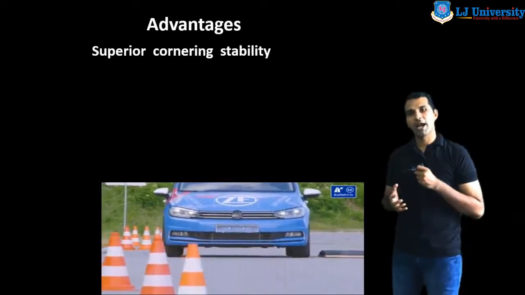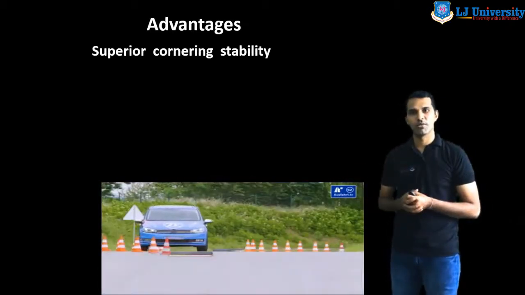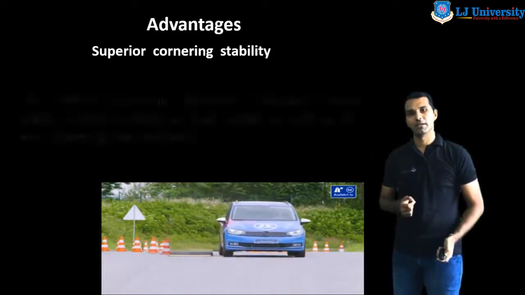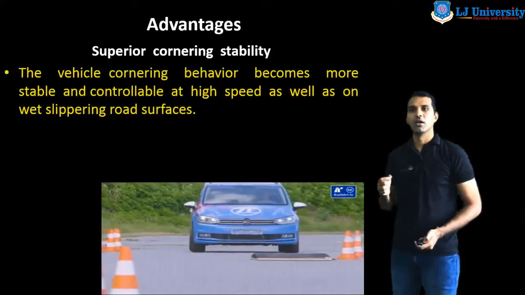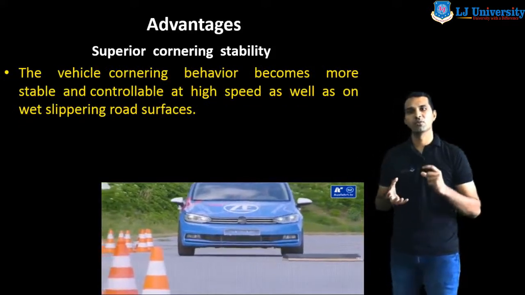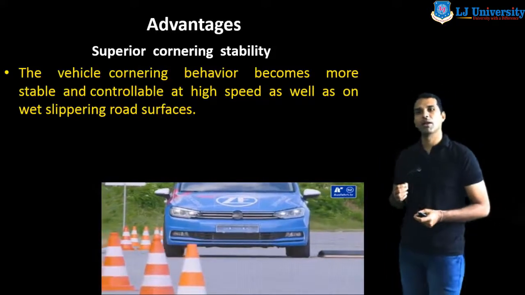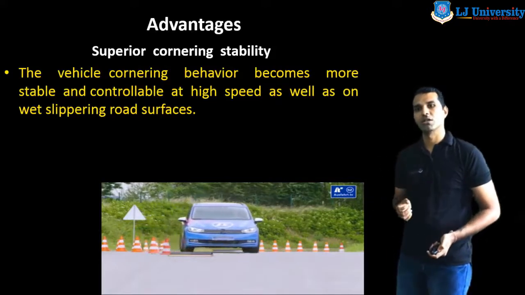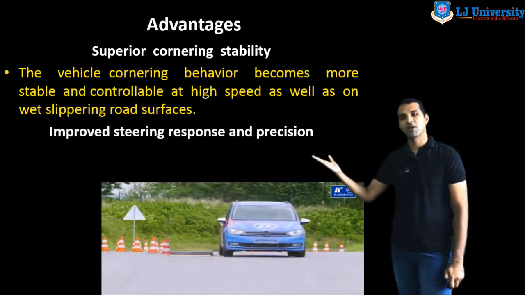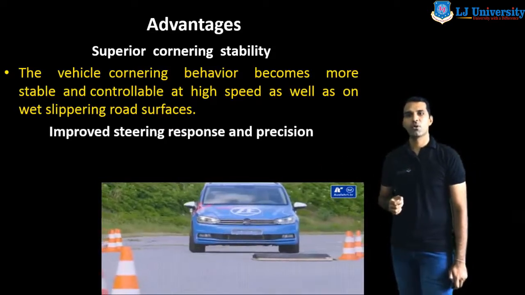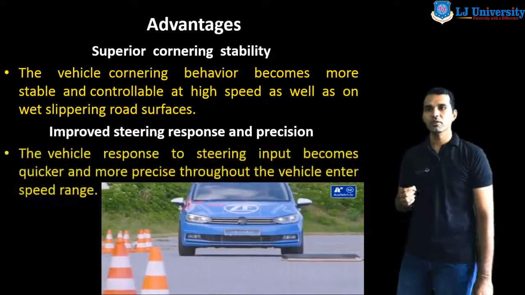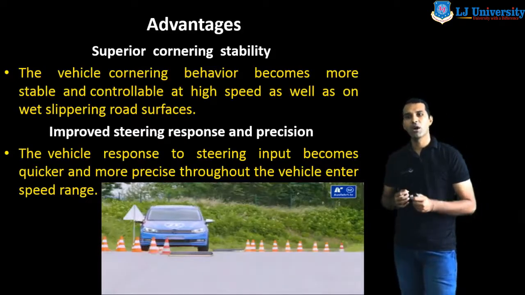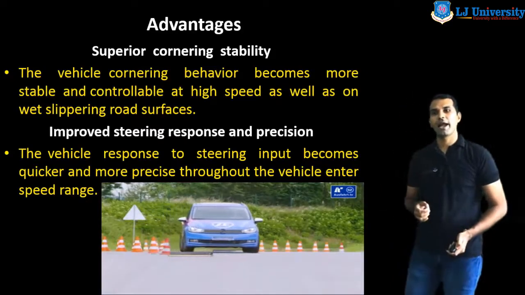Now we discuss the advantages of the four-wheel steering system. The first advantage is superior cornering stability. So what do we understand here? The vehicle's cornering behavior becomes more stable and controllable at high speed as well as on wet, slippery road surfaces. The second advantage is improved steering response and precision. The vehicle's response to steering input becomes quicker and more precise throughout the vehicle's entire speed range.